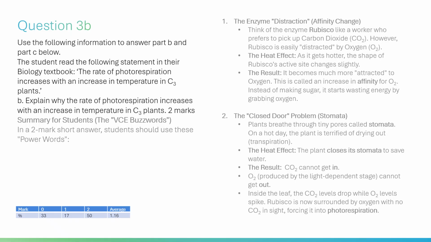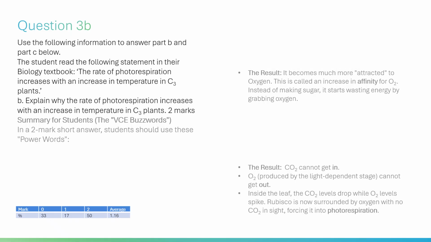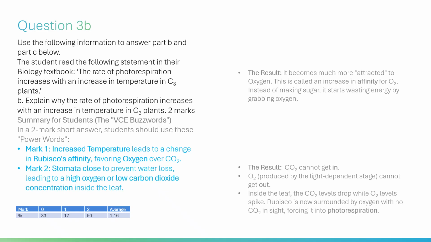Summary for students: the VCE buzzwords. In a 2-mark short answer, students should use these power words. Increased temperature leads to a change in Rubisco's affinity, favoring oxygen over CO2. Stomata close to prevent water loss, leading to a high oxygen or low carbon dioxide concentration inside the leaf.